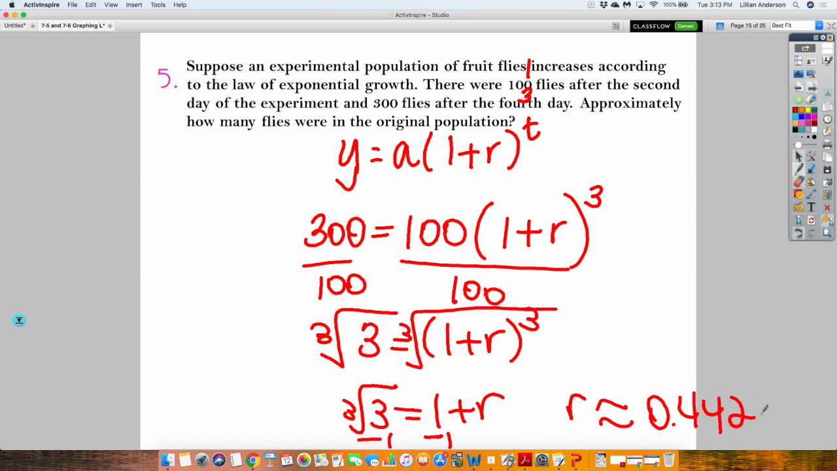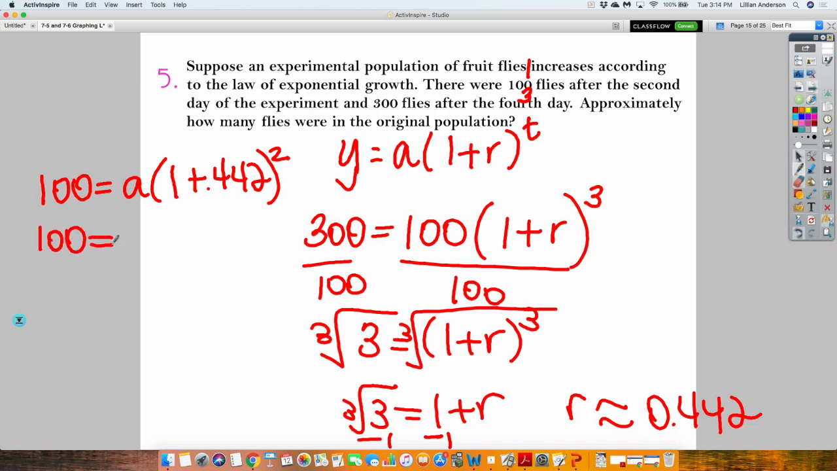Okay. So now that I know my rate, I'm going to go back to normal. And I'm going to use either the 100 flies on the second day or the 300 flies on the fourth day to find my initial population. I'm going to use 100 because that's a smaller number. 1 plus my rate. And if I use 100, what do I plug in for T? 2. So I'm going to go back and add 1 to my answer. I'm going to square it. What do you get? 2.08.